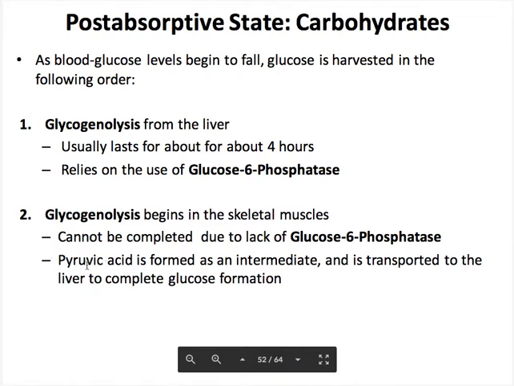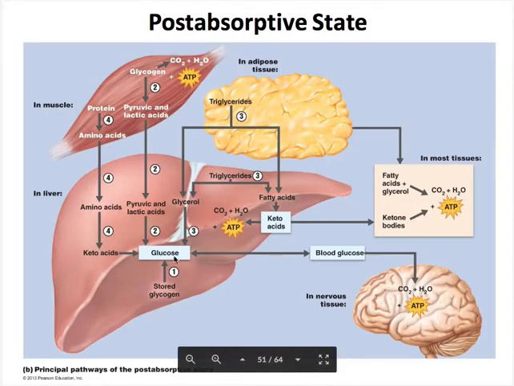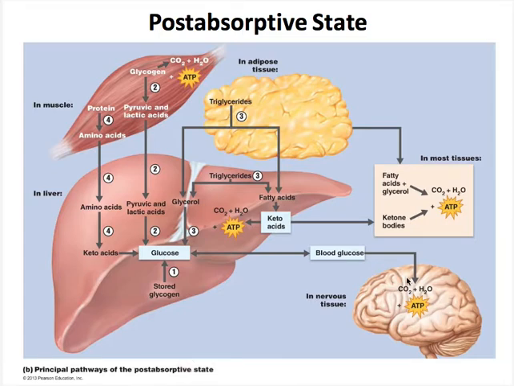So those pyruvic acid intermediates then travel to the liver, where it can utilize glucose 6-phosphatase to complete glucose formation. And then everything is fine. That same glucose can now be used to fuel ATP in cells, and it's readily accessible. So step 1, go to the liver. Step 2, go to the skeletal muscles.